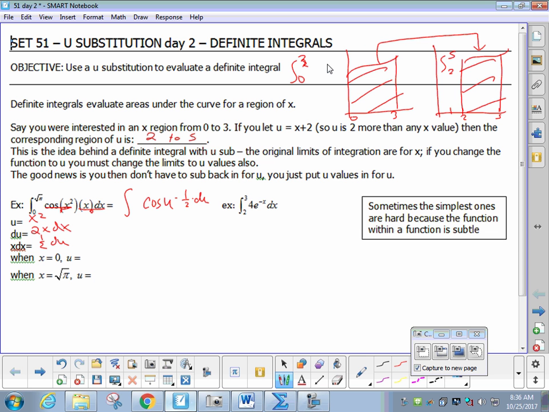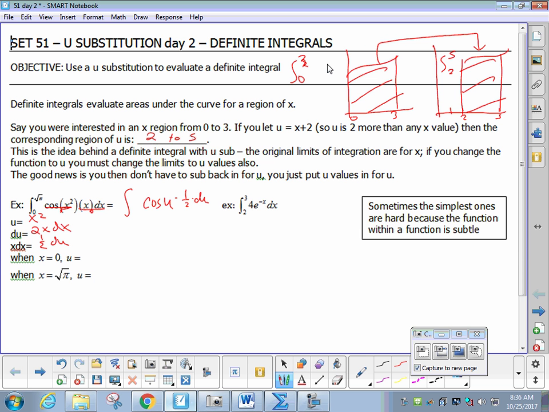All right. Now, the part that will change, then, are the limits. These limits are x values. That's an x of 0 to an x of root pi. And I can't stick those on now that I'm talking about u. It's a lie. I can't lie to people. So I am going to change.